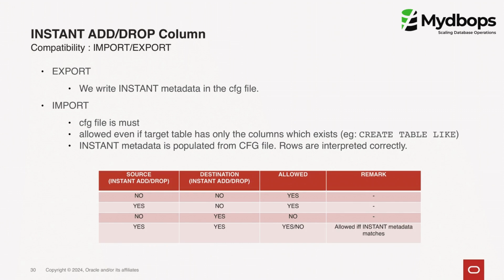If the source has instant add/drop, and the destination does not have instant add/drop, but the destination table definition is exactly like the source table definition currently, then the import is also allowed. If your source does not have any instant add/drop and the destination has some, it's not allowed because we don't know what column you have added, what column you have dropped. And if both of them have instantly added and dropped columns, the import is allowed only if the instant metadata is matching exactly.